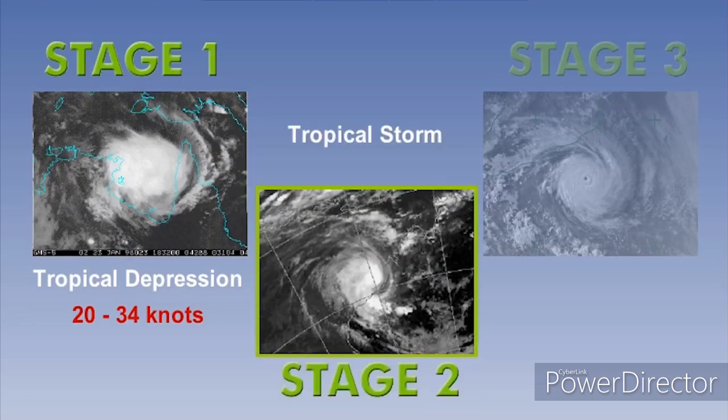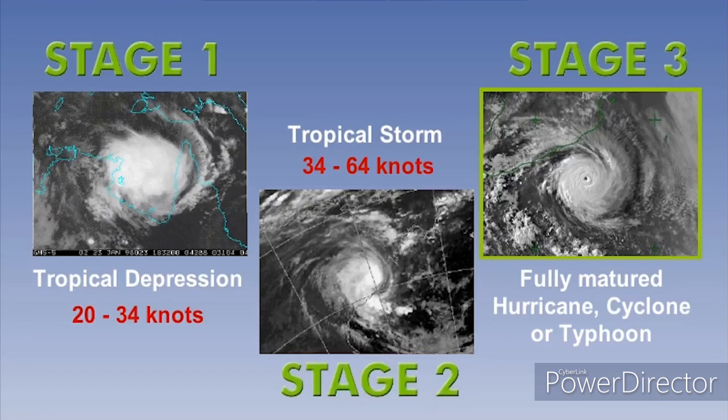Stage 2 is the tropical storm and starts when the system becomes more organised with surface winds of 34 to 64 knots. The storm will now be given a name. These names follow in alphabetical order, alternating between the male and female genders, starting at the beginning of the alphabet with each new storm season in each storm region. Stage 3 is the fully matured hurricane, cyclone or typhoon, depending on your location, and has surface winds in excess of 64 knots.